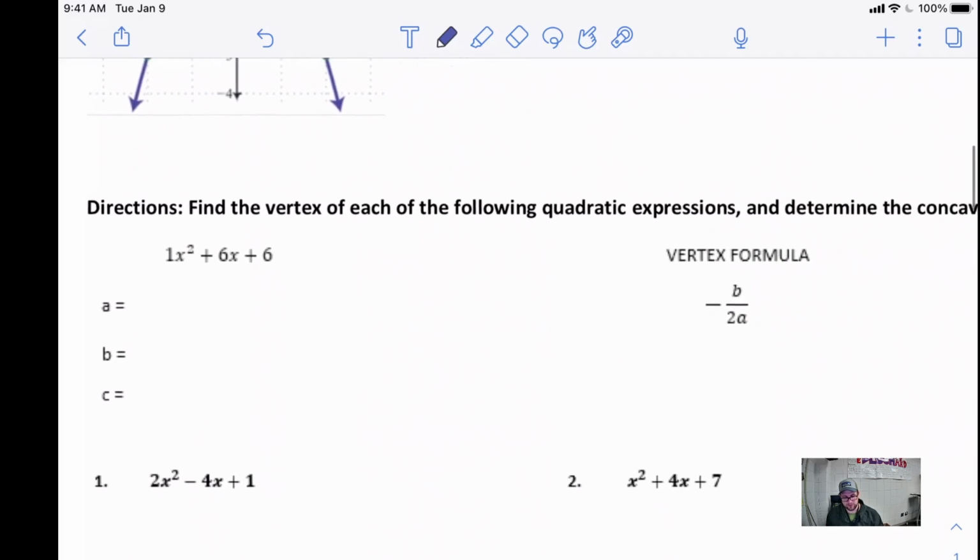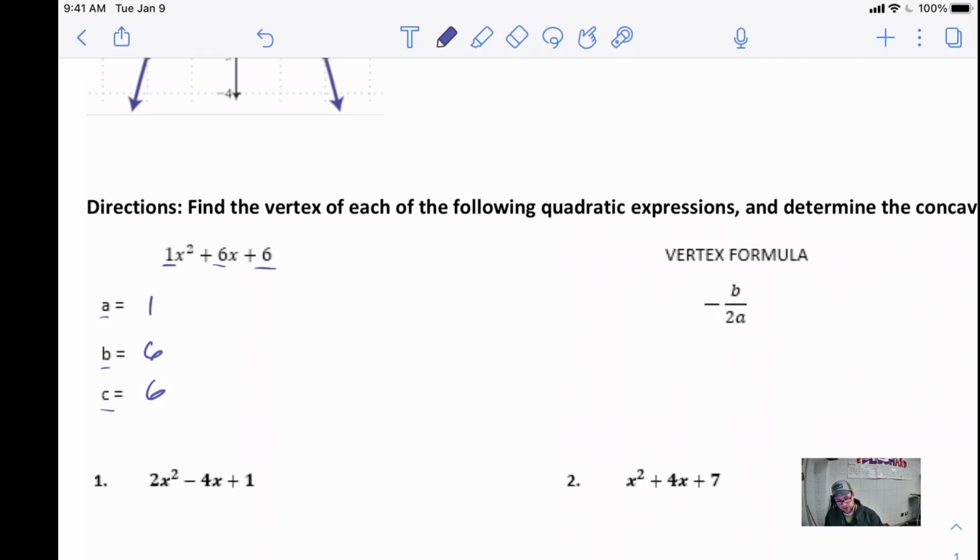So coming over here, when you get a vertex problem, what's going to happen is you are going to first want to identify A, B, and C. Remember, that's these 3 numbers. A is the first one, which is 1, B is the second one, which is 6, and C is the third one, which is also 6.